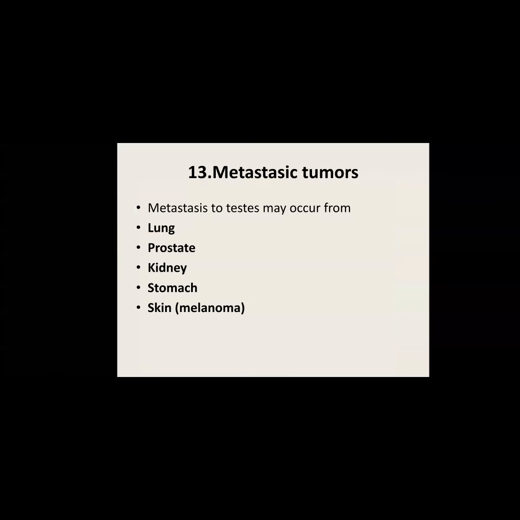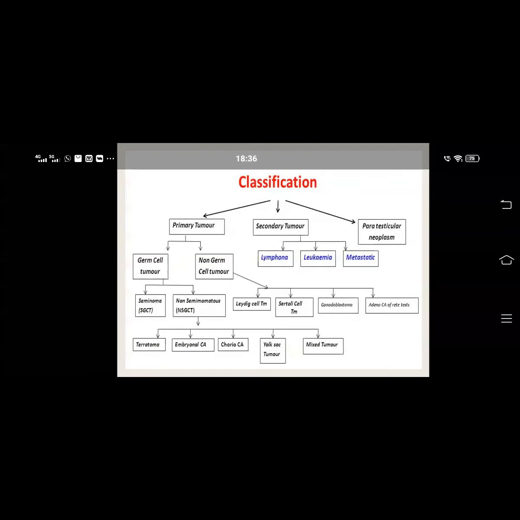Next is the metastatic tumors. See, metastatic tumors arise to the testis from any organ like lungs, prostate, kidney, stomach, anywhere it can appear. In the skin, if there is melanoma, you will get the deposits here also. Okay. Now we have finished the primary tumor, secondary tumor, then we will move on to the paratesticular neoplasms.